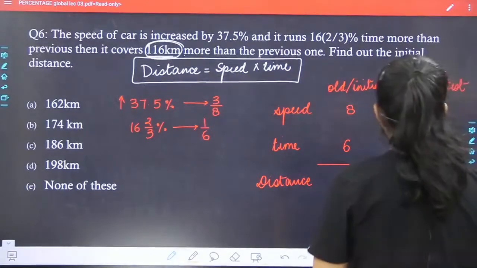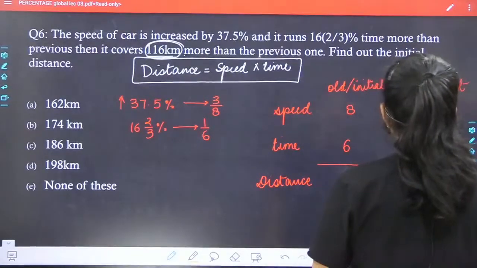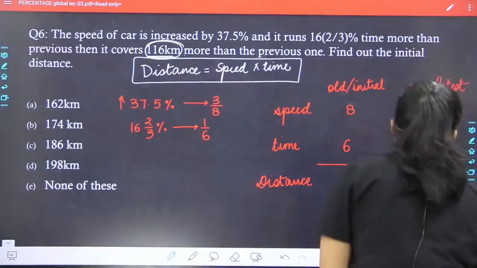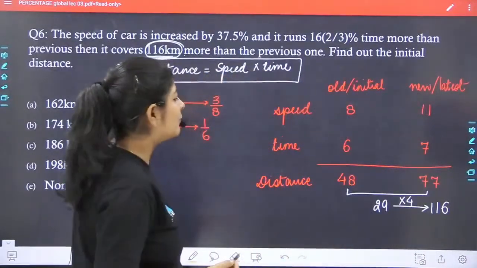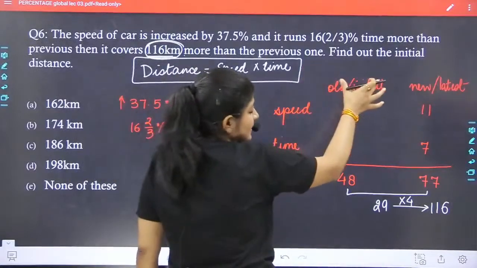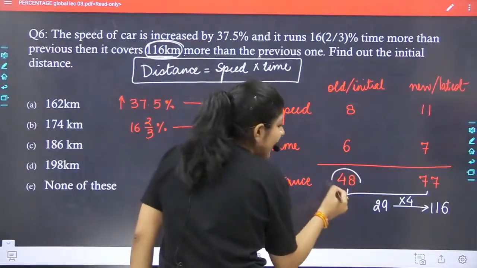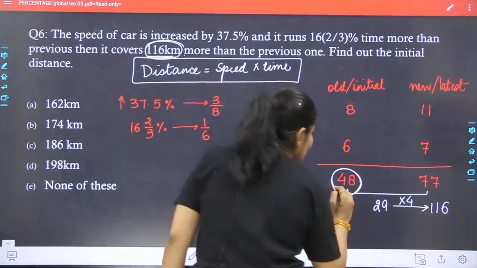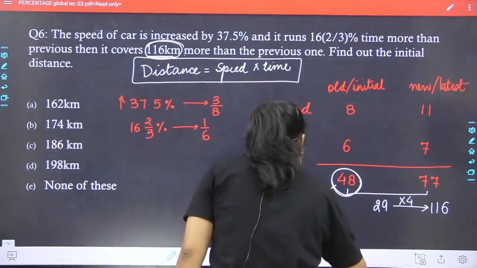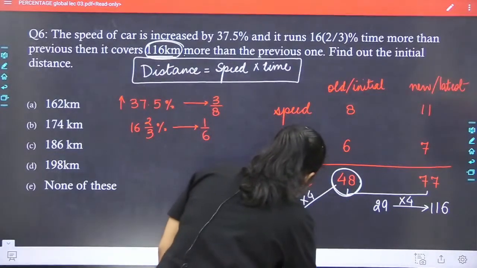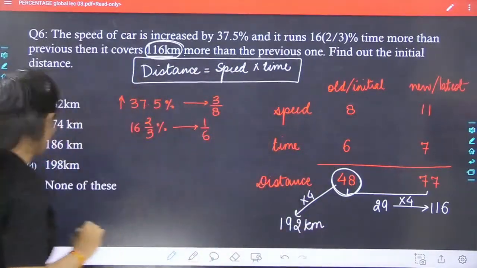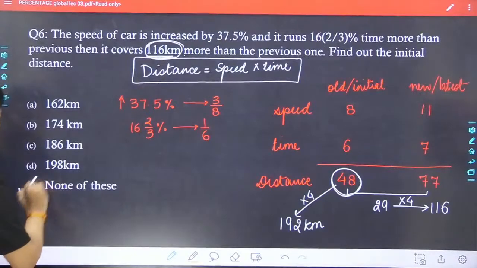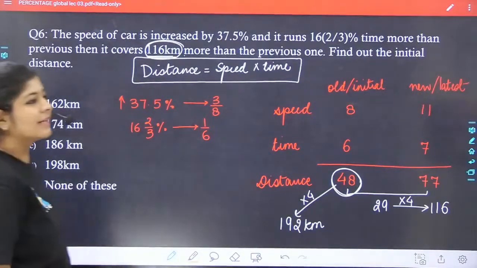That means it is present on the multiple of 4. Now if we have to calculate the initial distance, we have to multiply this value by 4 and I'll get my answer as 192 kilometers. That means option E is the correct answer, none of these.